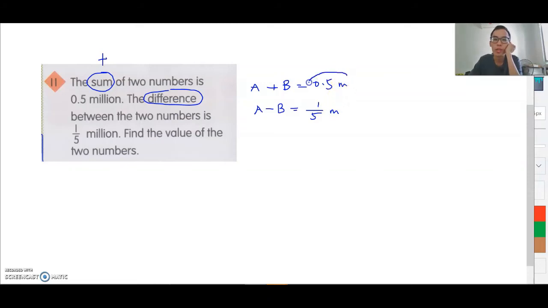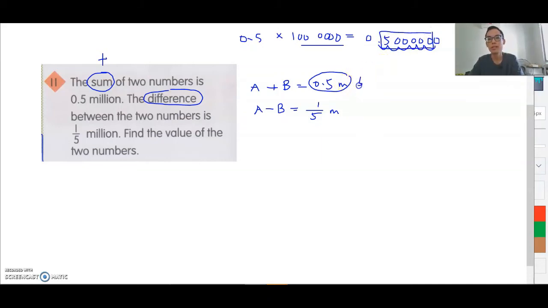So firstly, we have to change this to round number first. So 0.5 million equals 0.5 times a million, 6 zeros. So you just move the decimal point. You can write a few zeros first. Then you move 6 times to the right. 1, 2, 3, 4, 5, 6. So we stop here, and we get 500,000. So the sum of both numbers is 500,000.